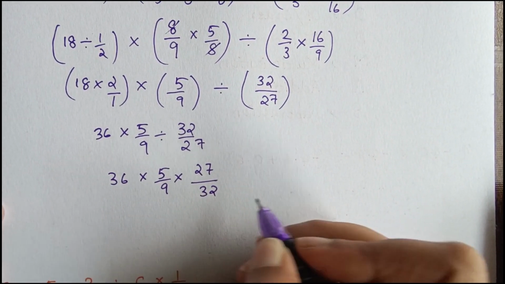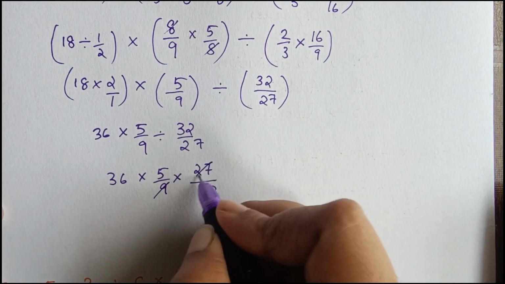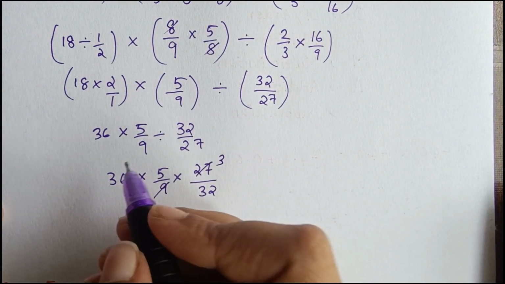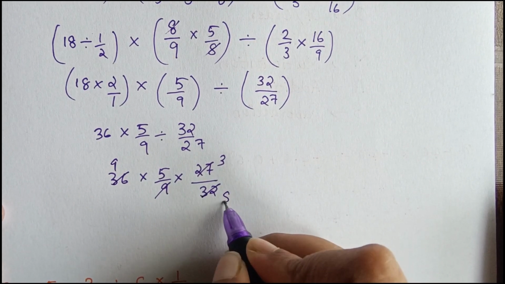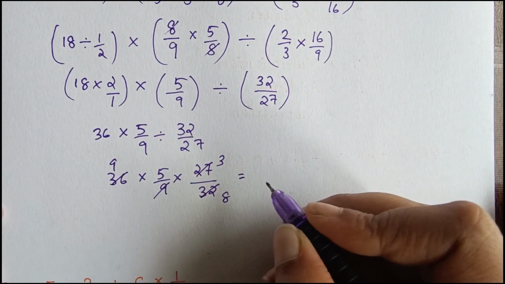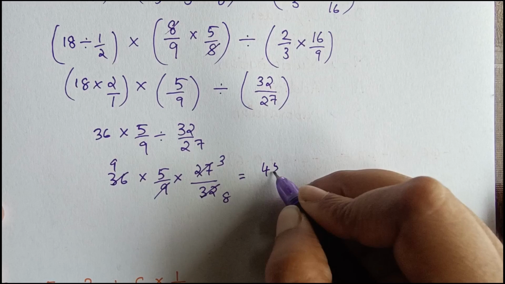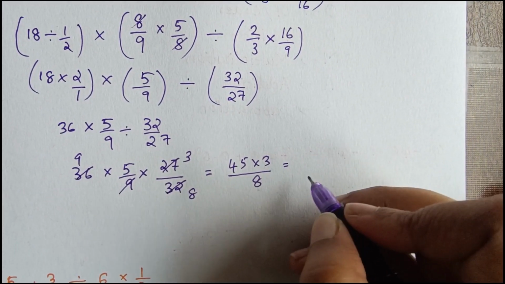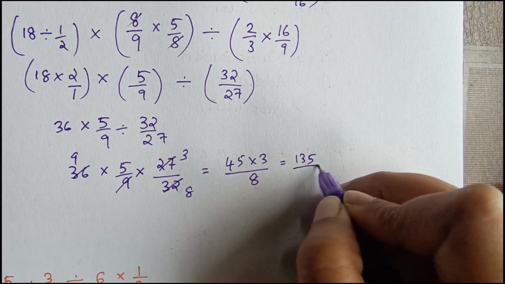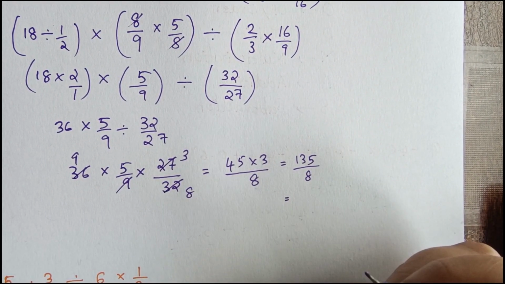Now we can cancel: 9 into 3 is 27, 4 into 9 is 36, 4 into 8 is 32. So 45 into 3 divided by 8, that is 135 by 8. You can also convert this into a mixed fraction.